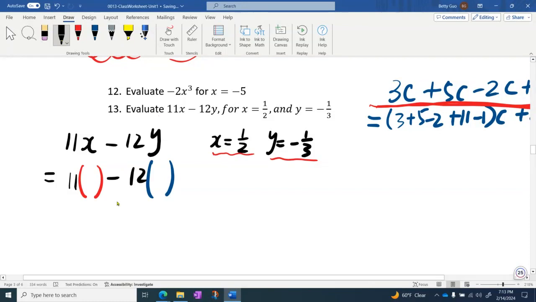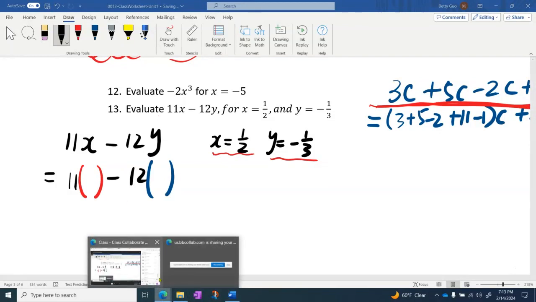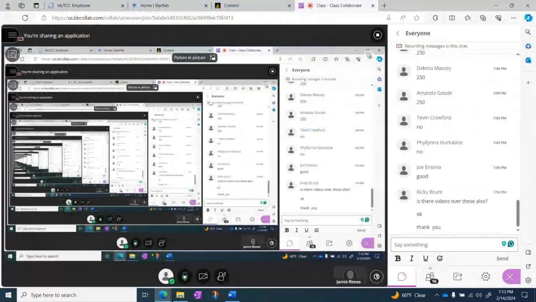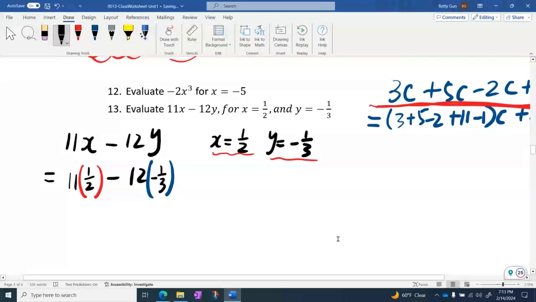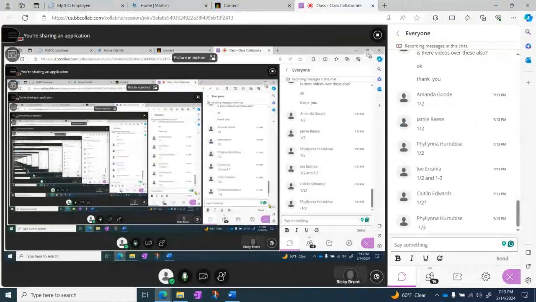What goes inside the red parentheses? What's going to go inside the red parentheses? Yeah, you can tell me. 1/2. 1/2. What's going to be inside the blue parentheses? Negative 1/3. Perfect. Thank you. Do you see I didn't do anything else in this step? So do not rush. Do one step at a time. Yeah, exactly. Thank you, Kellen.